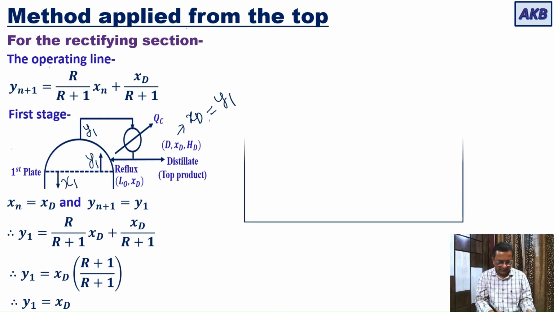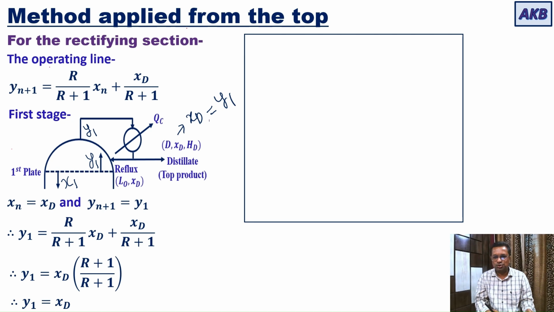Okay, so after getting Y1, we need to get X1, and for that we are going to use the distribution diagram. We will see how to use the distribution diagram, and then how to use the equilibrium relationship. In actual application, you will do any one of these two, whichever is available to you. Let me first erase it.